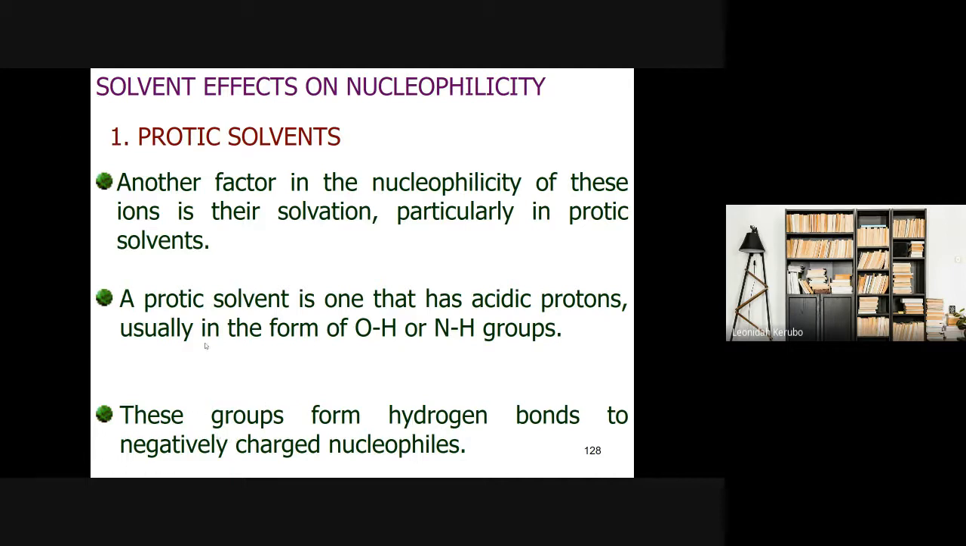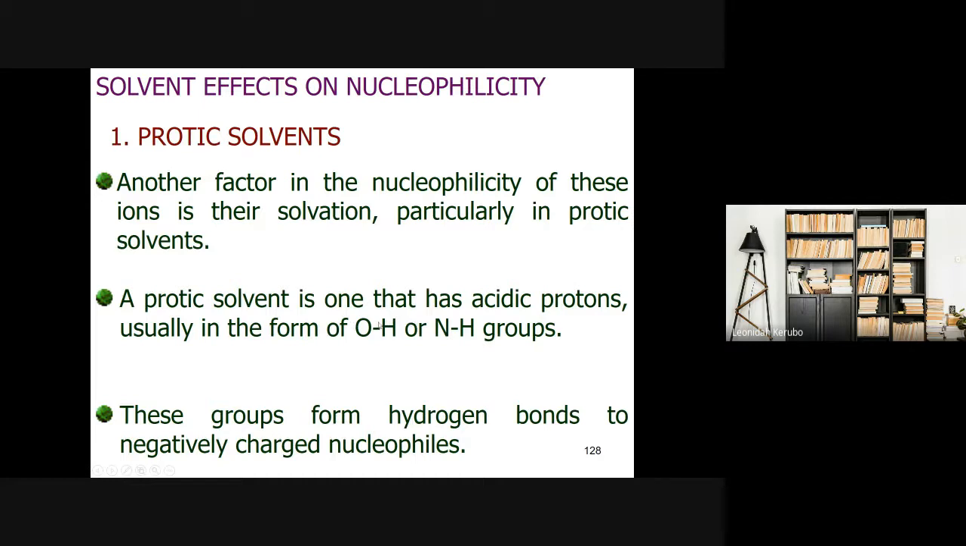And what are protic solvents? A protic solvent is one that has acidic protons, usually in the form of OH or NH. When hydrogen is attached to a very highly electronegative atom like oxygen, or when it's attached to nitrogen, you find that the hydrogen will be acidic, meaning it will have either a partial positive charge or a complete positive charge.